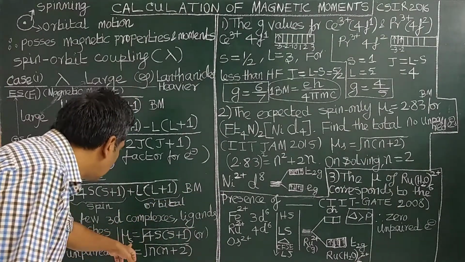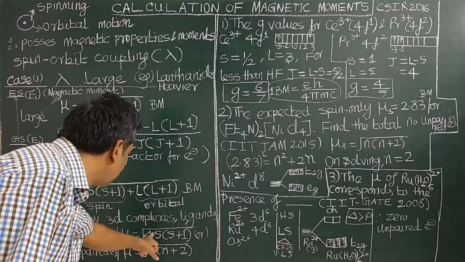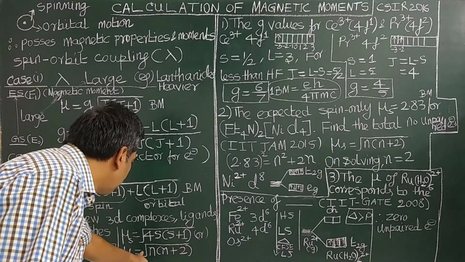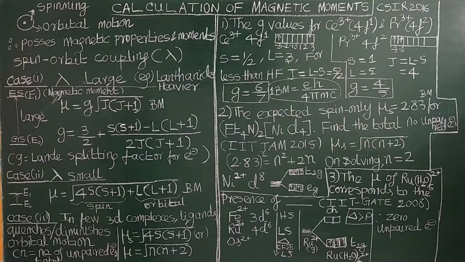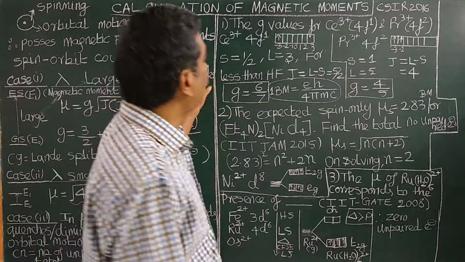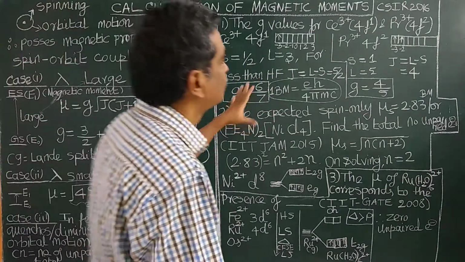Therefore, the spin only magnetic moment can be calculated as mu equals square root of 4s into s plus 1, or mu equals square root of n into n plus 2, where n is the total number of unpaired electrons. Let us now apply this to some of the problems asked in GATE, CSIR, JAM.